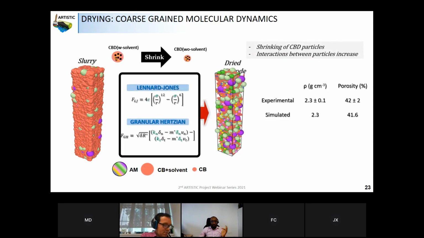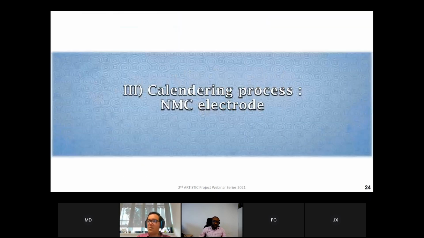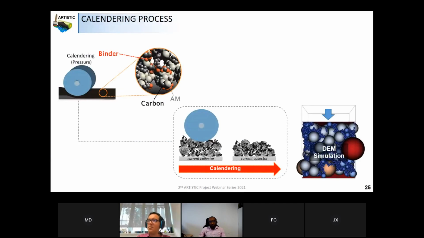Okay, so we also validate the drying electrode by, for example, fitting the porosity and the density. As you can see here, the experimental result and the simulation one, you have a good agreement with that. And then another thing is to validate the mechanical property.